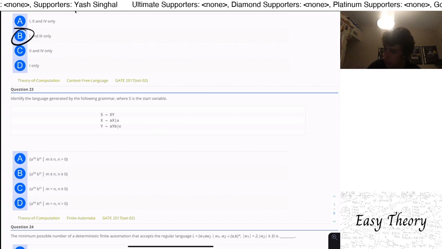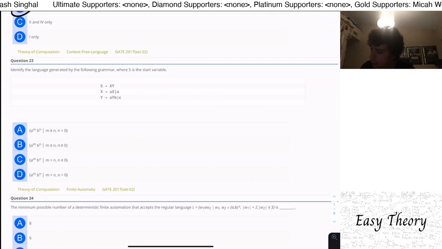God, only on question 23. Identify the language generated by the following grammar. S is the start. So X is just any number of A's, at least one.